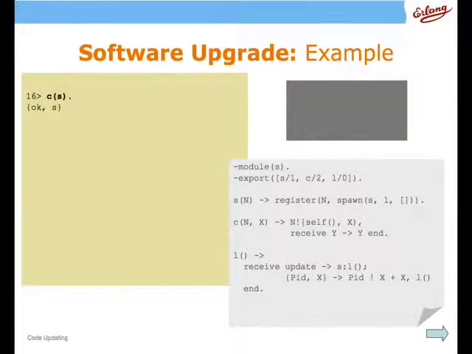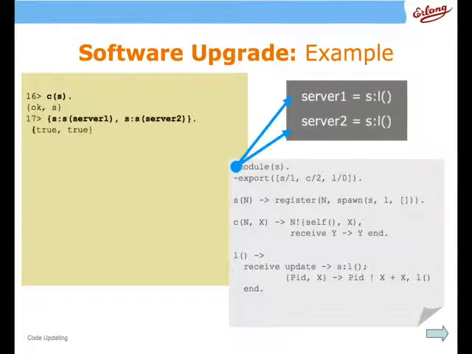Okay, and what you can see in the running example is that we've compiled that module S. So that's the first step. What we do next is we spawn two versions of that server. So we've called S:S with two arguments. The first is the atom server1 and the other is the atom server2. So we have two of those servers running with the names server1 and server2. And you can see that we've tied those particular servers to this version of the code with the blue arrows there in the graphic.